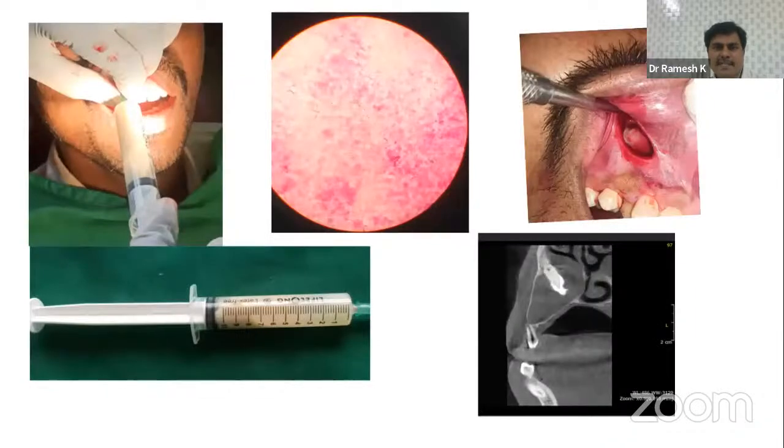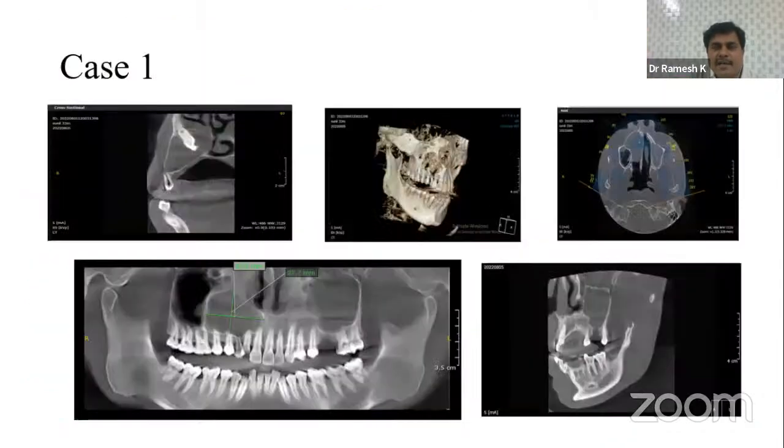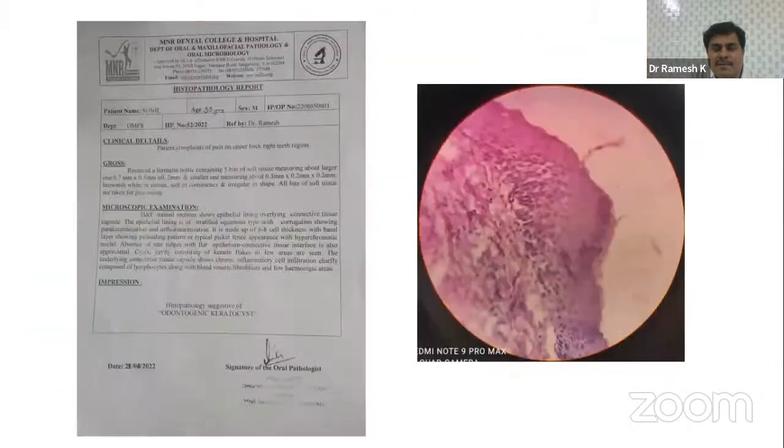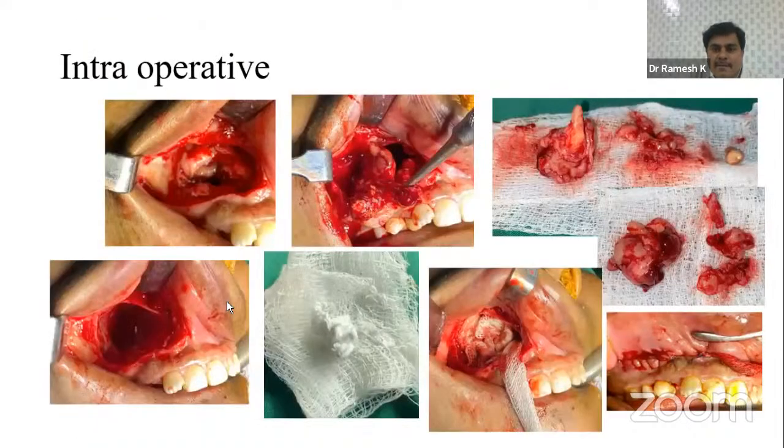FNAC and incisional biopsy were done, and we included only cases proven histopathologically to be OKC. Intraoperatively, after aggressive curettage and peripheral osteotomy, we applied 5-fluorouracil and closed the wound. We kept the gauze for 24 hours, and after 24 hours, we removed the gauze.